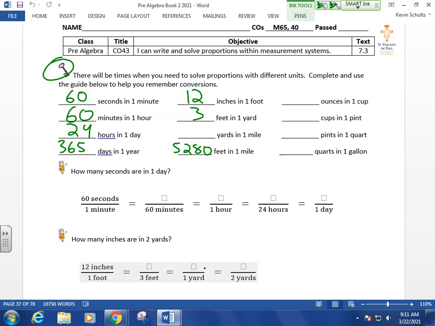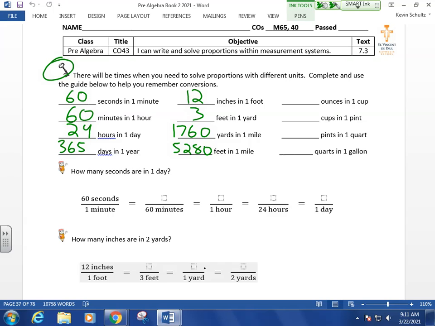So if we don't know yards in a mile, here's our first opportunity of doing these conversions. If we know how many feet are in a mile, and we know how many feet are in a yard, how can we calculate how many yards in a mile? We're not going to set up a proportion for this, but what is our calculation? Pierce? Divide by 3. So what is 5,280 divided by 3? 1,760 yards in a mile.